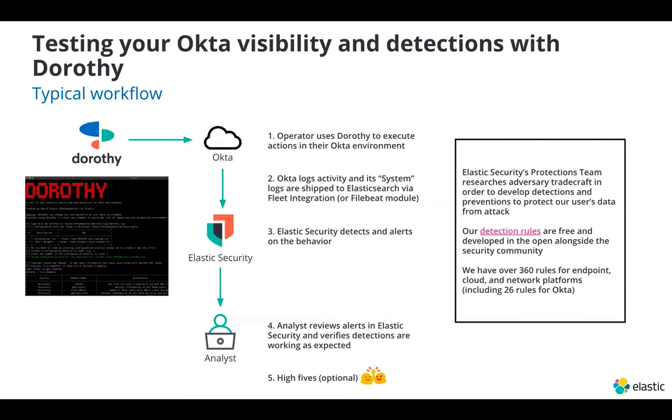And for step two, Okta's system log is like an audit trail that logs most activity that happens in an Okta single sign-on environment. Elastic has a Fleet integration and a Filebeat module for Okta. These components ship the system logs to Elasticsearch. At step 3, Elastic Security detects and alerts on suspicious or notable behavior. At step 4, the analyst reviews the alerts in Elastic Security and verifies that the detections are working as expected.